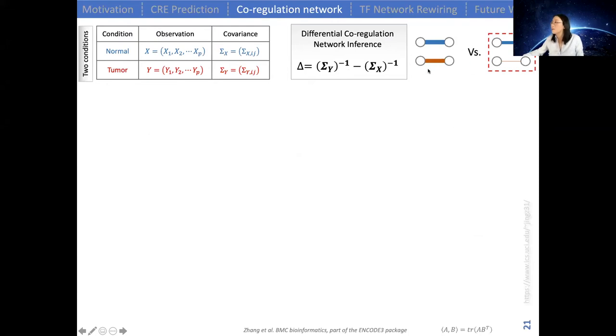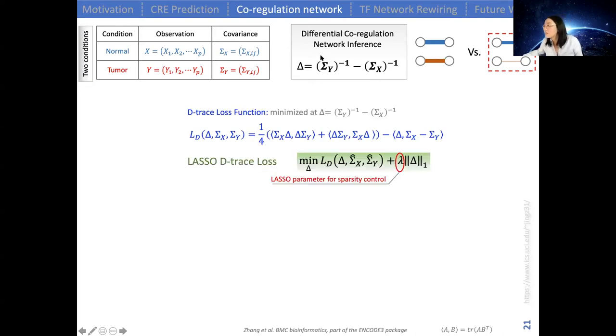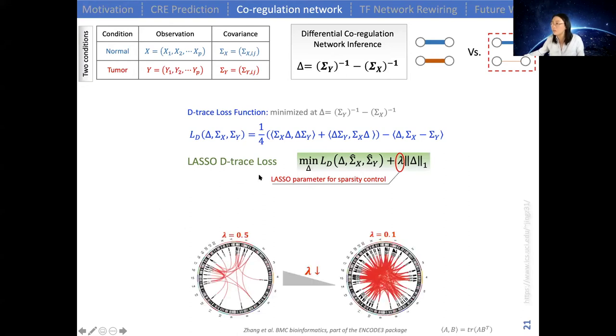For example, these transcription factors work together in one condition, but they do not work together in another condition. So instead of directly estimating each of the networks in two conditions, because we only have limited data, we are trying to directly estimate the difference of this network changes under normal and tumor conditions. And we use the Lasso D-trace loss method to estimate the connection changes under tumor and normal.